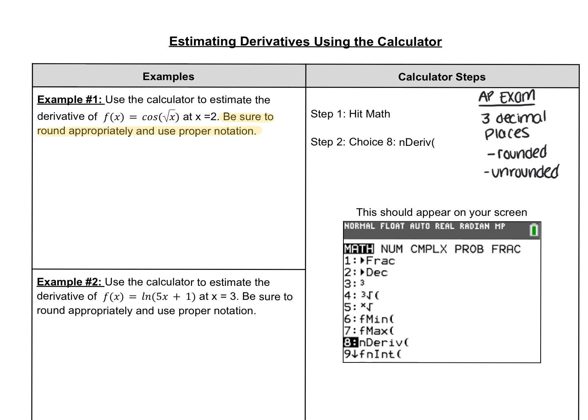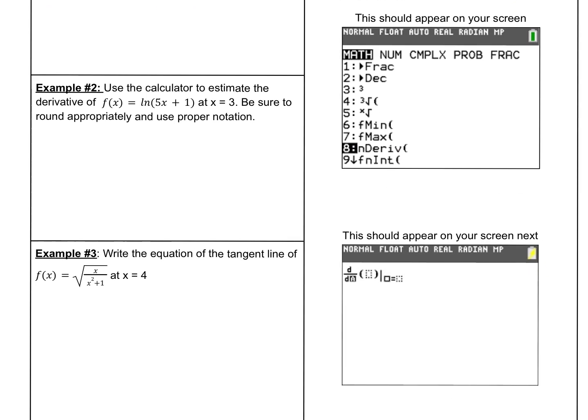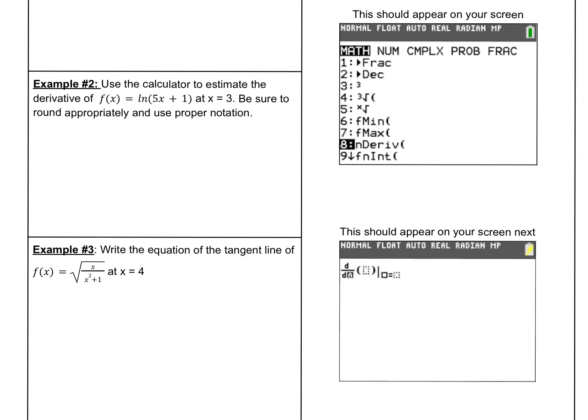You can leave your answer just in 3 decimal places. So the question here is asking us to use the calculator. Why? We don't know how to find the derivative of cosine of the square root of x. So we're going to follow these steps here. Take a minute, pause the video, and grab your calculator if you don't have it. And we're going to hit math first. Then we're going to go to choice 8. So you should see here choice 8 and deriv. This means evaluate a derivative. It's not going to give you the derivative equation. It's going to evaluate it for you. So this notation should appear on your screen after you hit that.